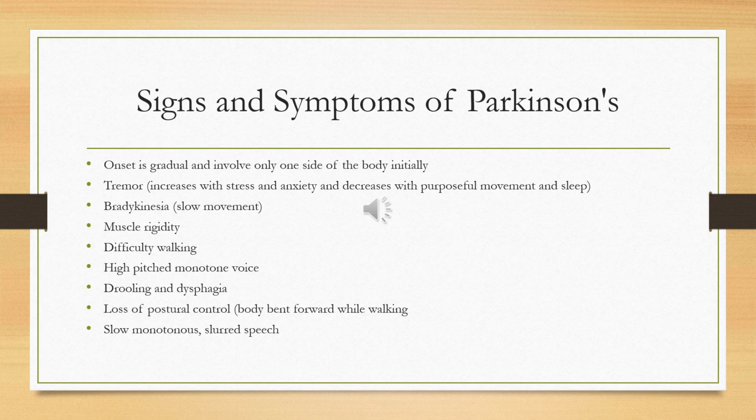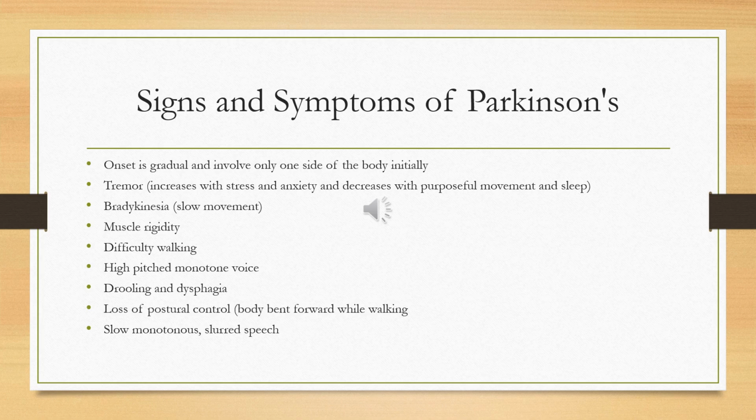You'll see tremors with this patient, and the tremors may increase with stress or anxiety, but the tremors noticeably decrease when the person has purposeful movement. So they raise their hand to do something or whatnot, and the tremors will decrease noticeably. They might have unilateral pill-rolling tremors.